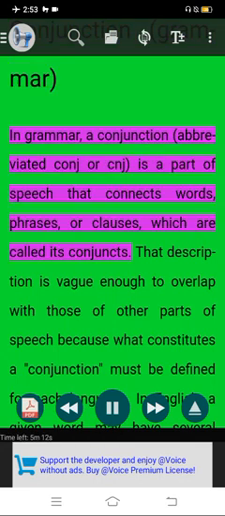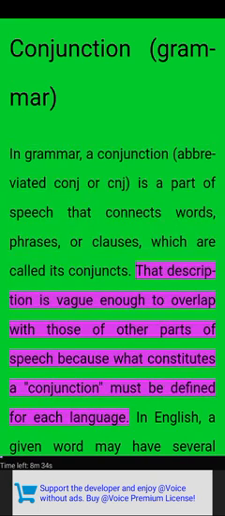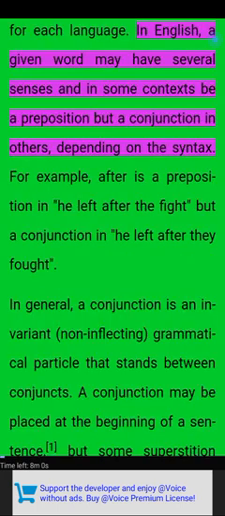Conjunction. Grammar. In grammar, a conjunction, abbreviated conj or CNJ, is a part of speech that connects words, phrases, or clauses, which are called its conjuncts. That description is vague enough to overlap with those of other parts of speech because what constitutes a conjunction must be defined for each language. In English, a given word may have several senses and in some contexts be a preposition but a conjunction in others, depending on the syntax.